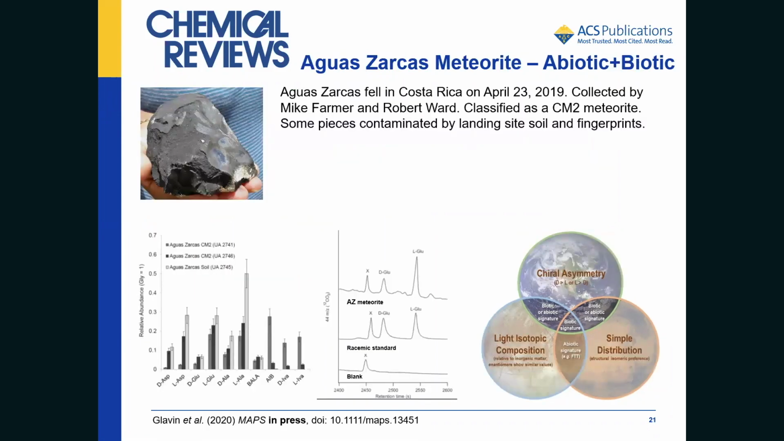Okay, so here's another example, the OSIRIS-REx meteorite. This is actually a really exciting meteorite. It fell recently in Costa Rica on April 23rd. And some of the original hunters, Mike Farmer and Robert Ward, noticed that samples that had been exposed to water gave off a very pungent odor, similar to the kinds of smells that they had experienced with the Murchison meteorite. And indeed, it was classified as a carbonaceous chondrite, a CM2 carbonaceous meteorite. Although it's notable, and you can just see from the picture on the left, that some pieces were clearly contaminated, not only by the landing site soil, but fingerprints, unfortunately.